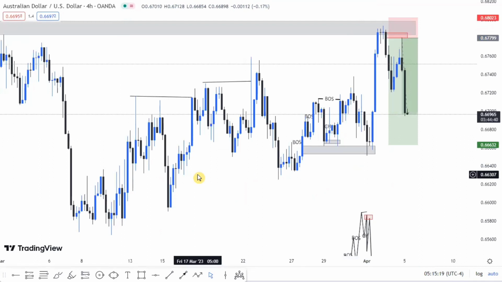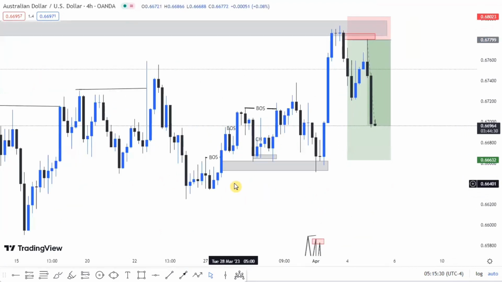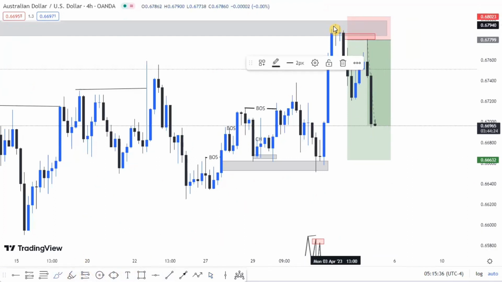So here I just want to explain to you guys how I actually took this trade and why I took it. Looking at the 4 hour time frame, you can see for yourself that this market is actually losing momentum and buyers are no longer in control of this market.